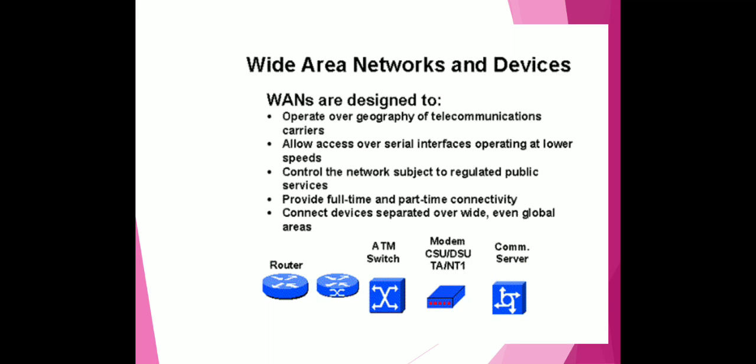Then, in wide area networks, WANs are designed to operate over geography of telecommunication carriers, allow access over serial interfaces operating at lower speeds, control the network subject to regulated public services, provide full-time and part-time connectivity, and connect devices separated over wide, even global areas. These devices are router, ATM switch, modem, com server.